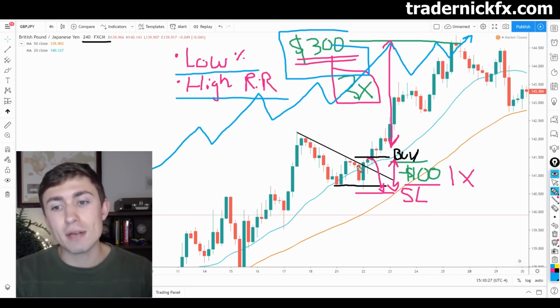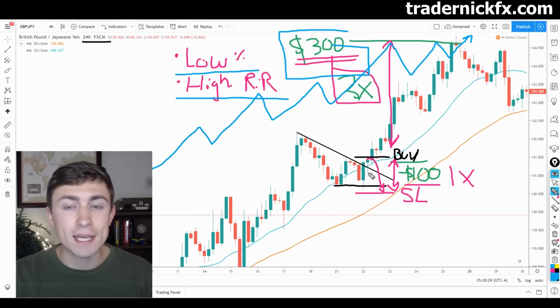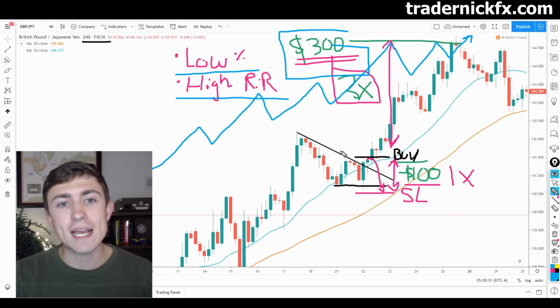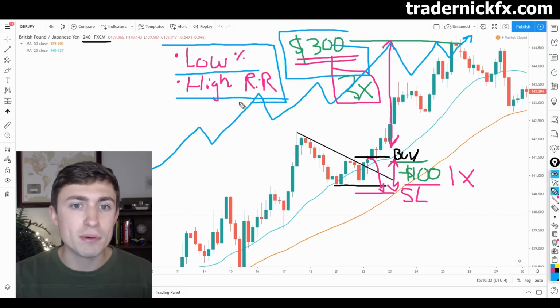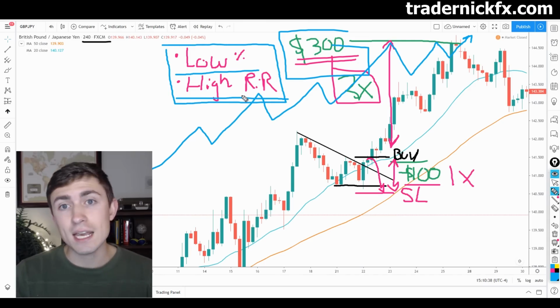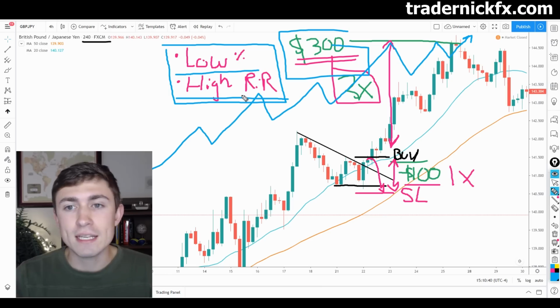It's natural. It's okay. We're going to take losers. That's part of any trading strategy. But understanding that we can accept a low winning percentage in exchange for a high potential reward to risk is key in this particular strategy, right?